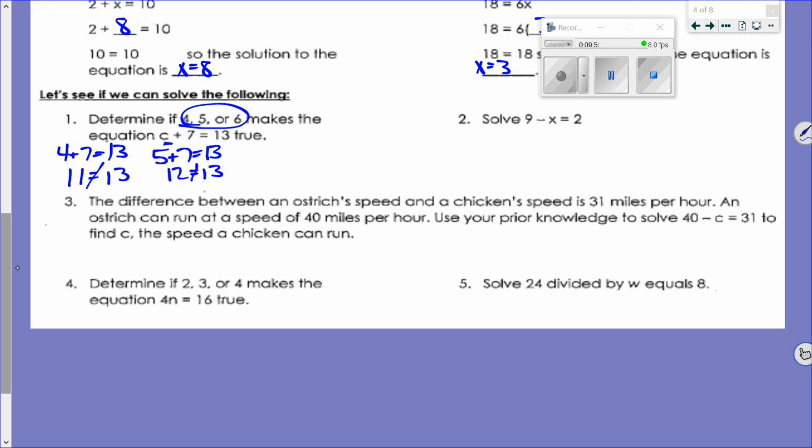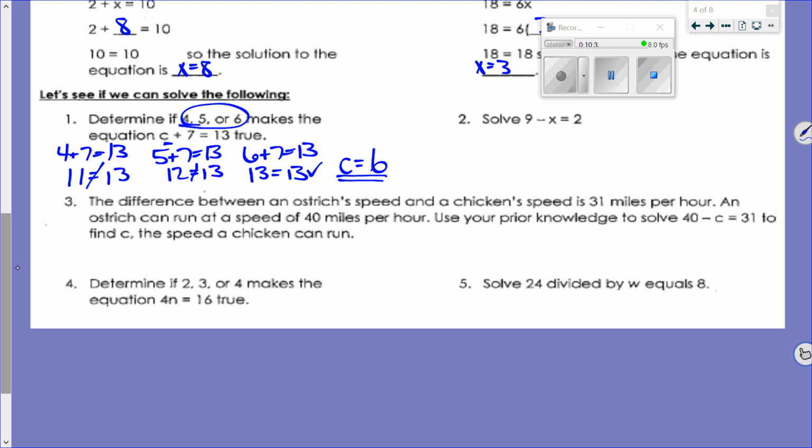Then I do the next one. 6 plus 7 equals 13. 13 equals 13. Check. So now I have my correct solution, and I know that c equals 6 is my solution. Make sense? You have to do all of them? If they give you 3 of them, yes, you have to do all of them. If they give you 8 of them, you have to do all of them. If they say to check all of them.